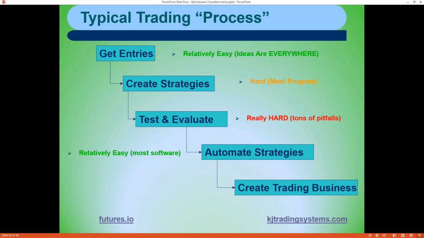And then to put it together in a business, that's another hard part, because then you're talking about position sizing and overall risk, and there's a lot of stuff, especially if you're automating multiple strategies, that you got to account for. So it's hard too.